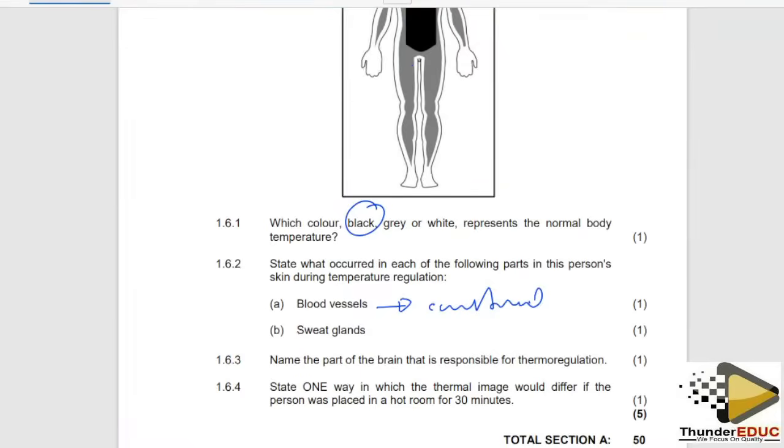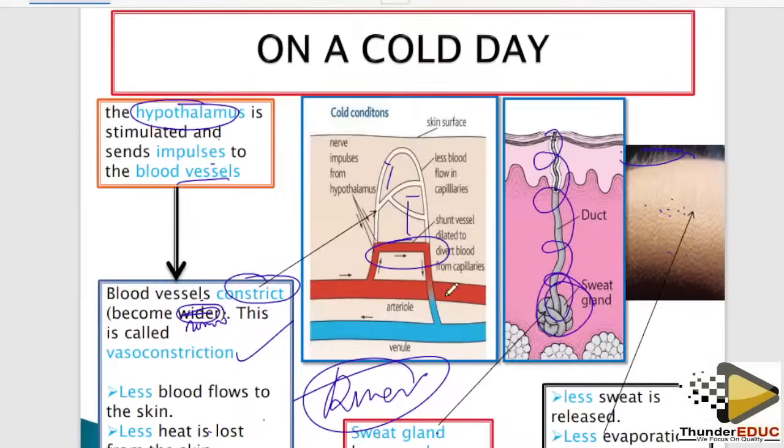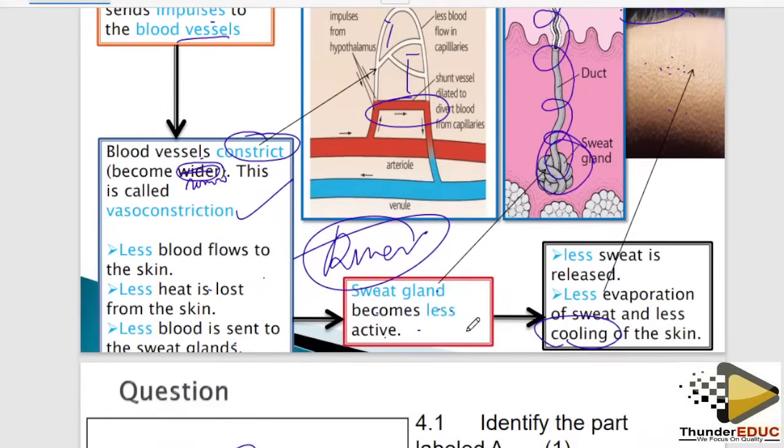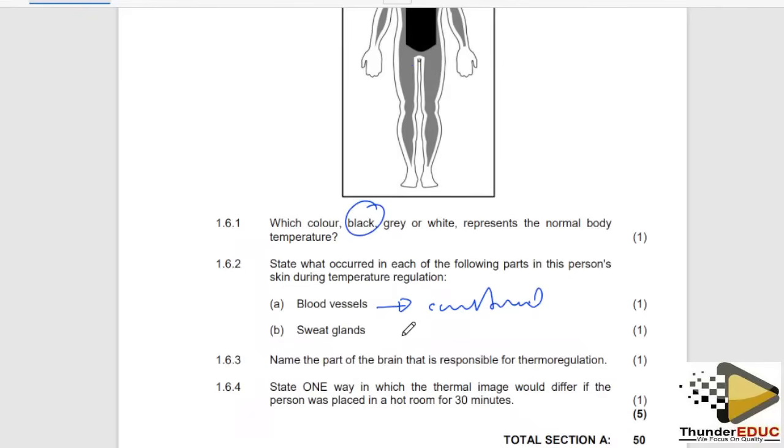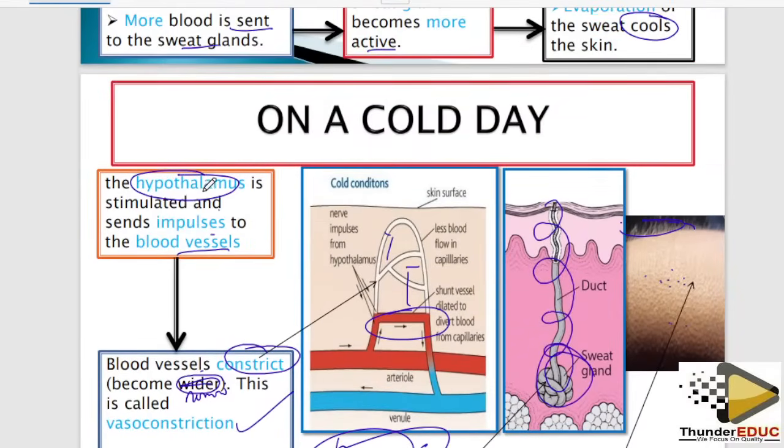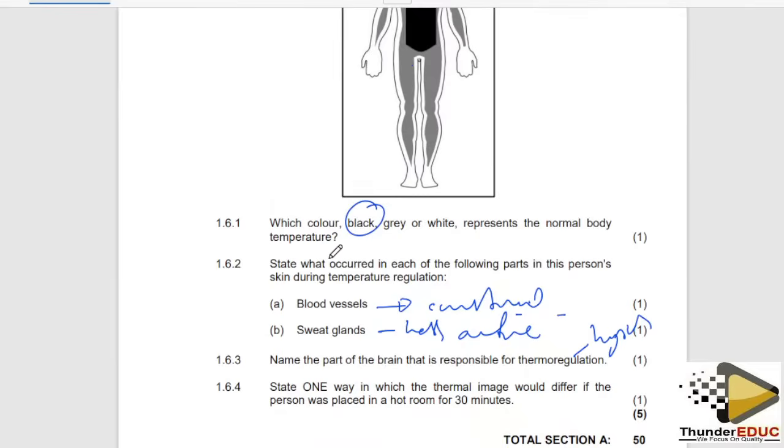They become narrower. And the sweat gland will become less active. And they're saying, name the part of the brain that is responsible for thermal regulation. Hypothalamus. We have said it several times. Hypothalamus. Guys, if you follow this material, there is no way you're going to fail.